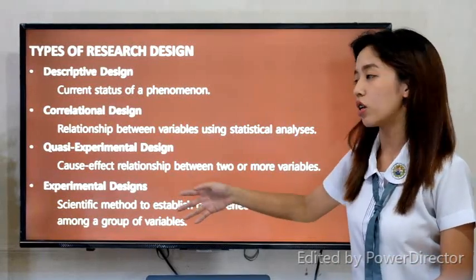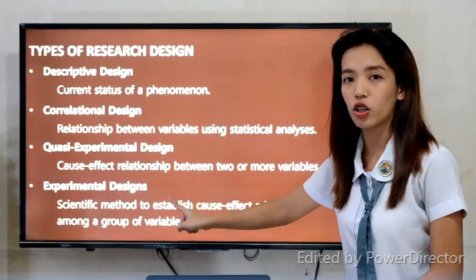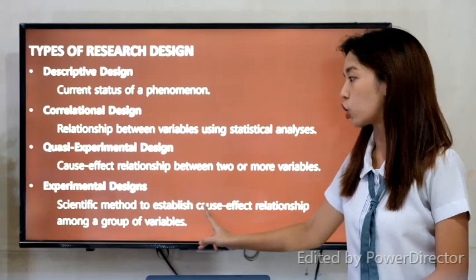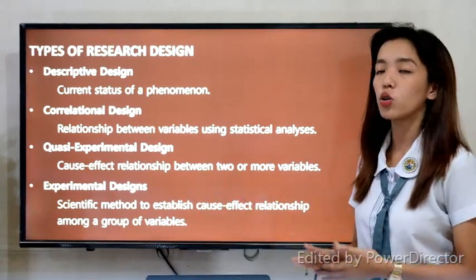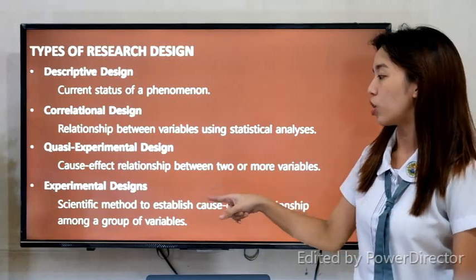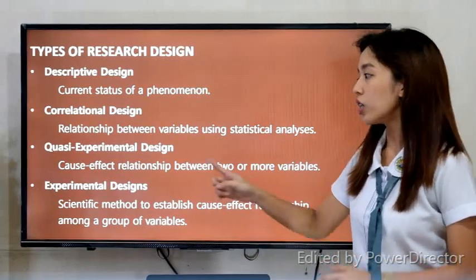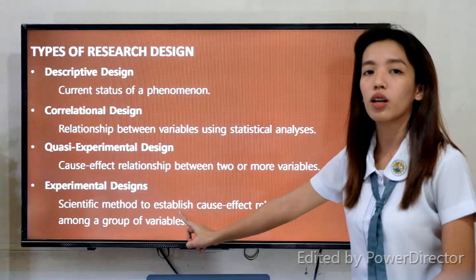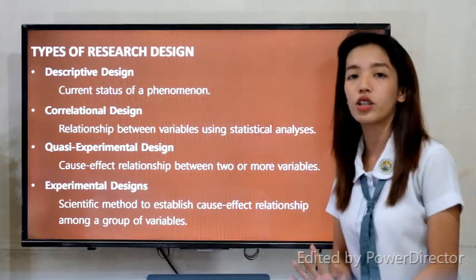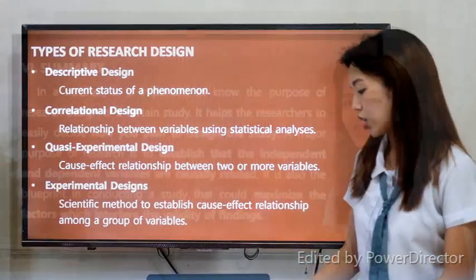The last one is the experimental design. It is often called true experimentation, the scientific method to establish cause and effect relationship among a group of variables. In experimental design, they use a scientific method in order to analyze the findings.